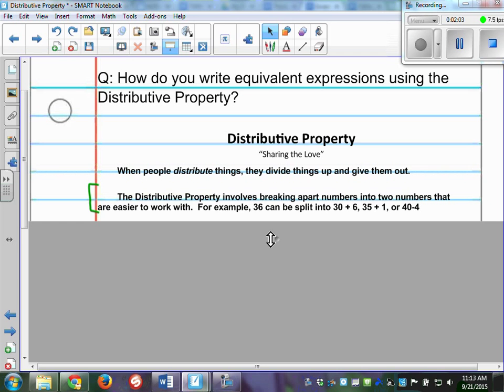Now I will tell you that we most often split up numbers into tens and ones, which is what happened with this 30 plus 6. You don't always have to do that, but that's just most often what happens in order to be able to look at problems. I would make sure to get those examples in your notes, just so you know exactly what we're talking about today.